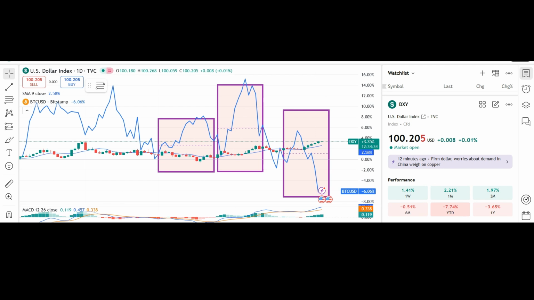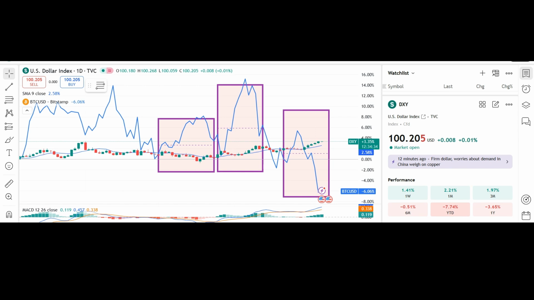Now, in this graph, I'm showing a daily movement of the DXY against Bitcoin. Bitcoin is the blue line that you can see, and DXY are the green and red candles. So as you can see from the three boxes, whenever DXY has fallen down, Bitcoin has tended to rise, and when DXY has increased, Bitcoin has tended to fall. You can see from the third box that when in the last 4 or 5 days, when DXY started going up, Bitcoin started going down.